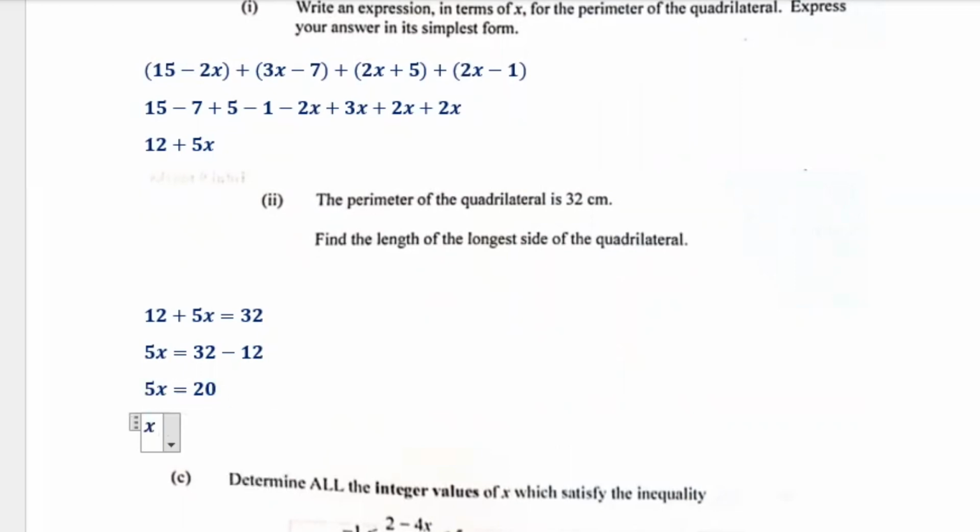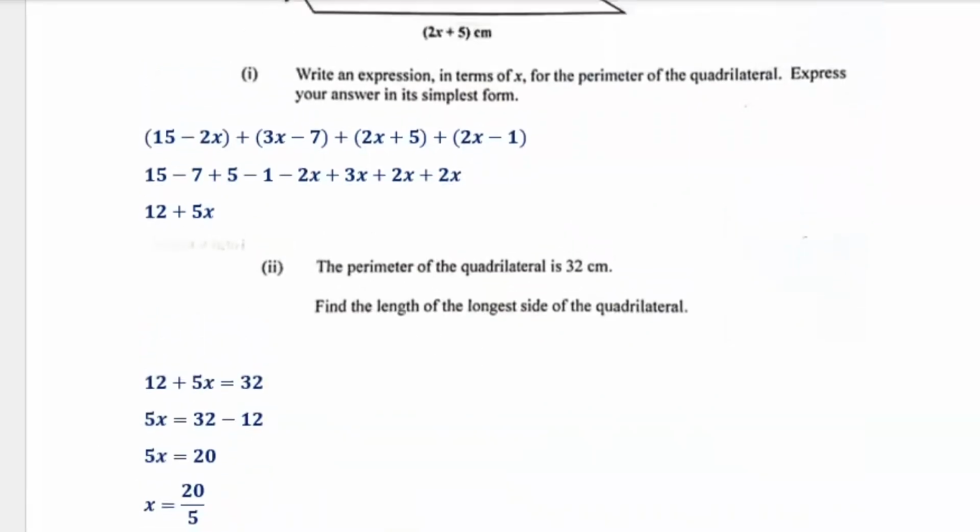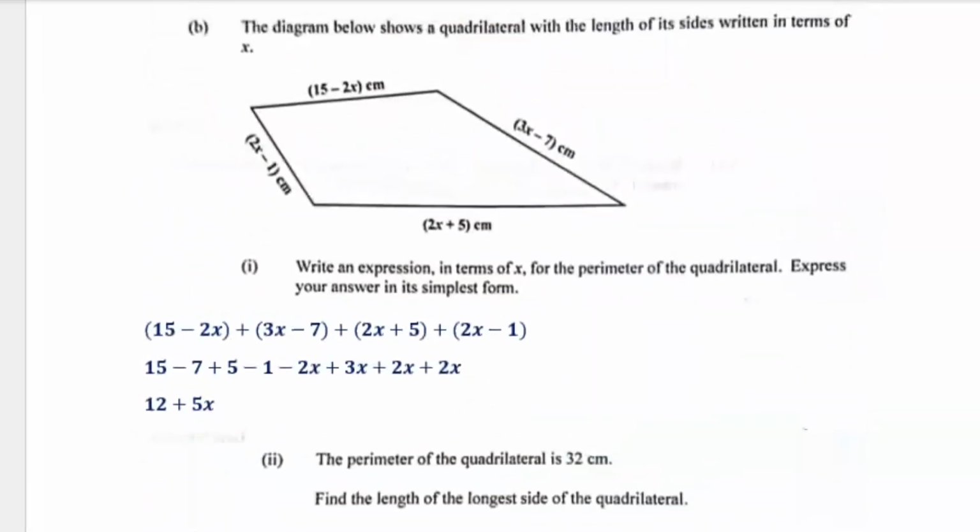So what we'll have is x is equal to 20 divided by 5. And now we can go ahead and solve for x. So 20 divided by 5, and that will leave us with 4. So now we know the value for x, which is 4. And we can now look at our quadrilateral, or we can substitute the value for x into each side and work it out. But let's say we could look at it and we could say that this side is the longest side on our quadrilateral.